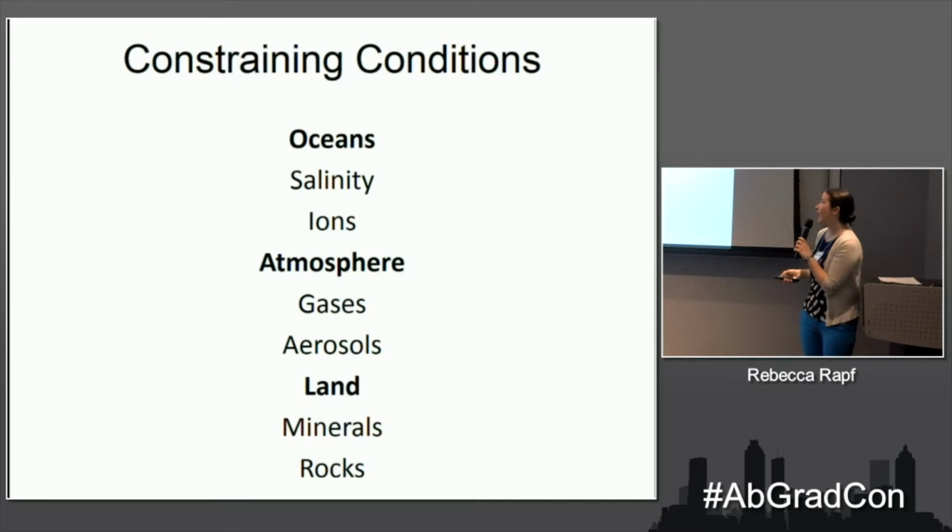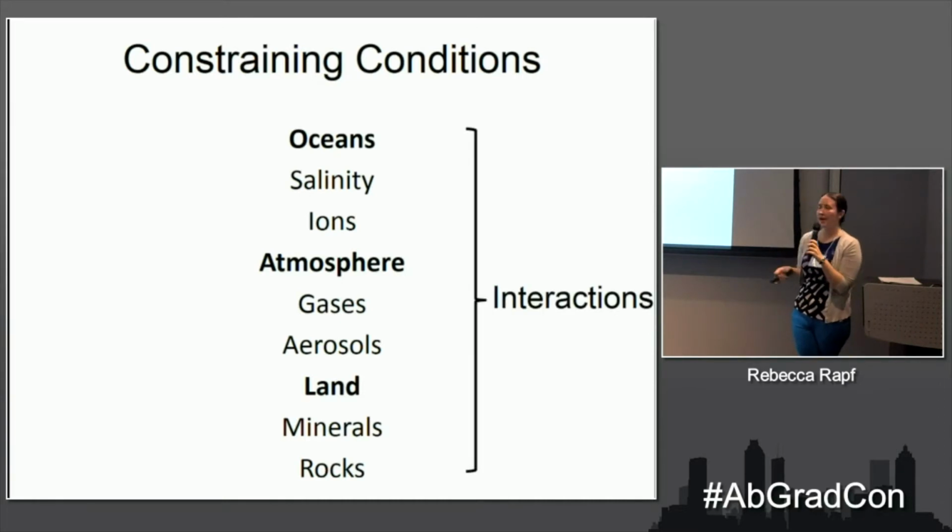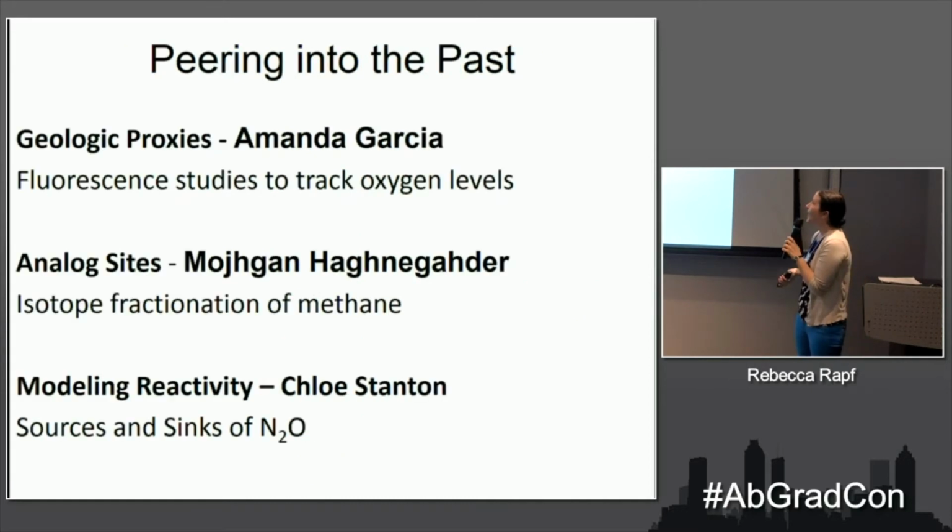And actually, most of our geology talks today are more focused on atmospheric tracers. And of course, we have interactions between all of these as well. And so we're going to be hearing from a few different techniques as to how we can think about it. So there are geologic proxies using elements to tell us about oxygen. And in this case, we're going to be looking at fluorescence with Amanda.